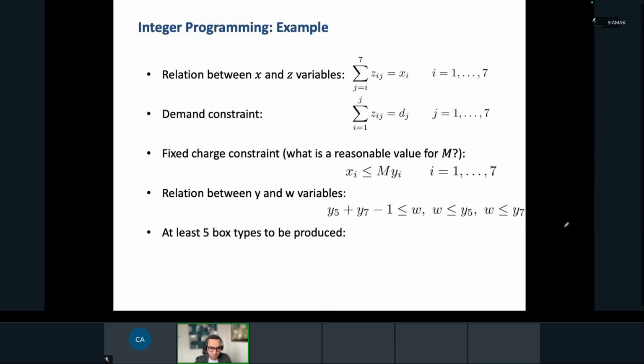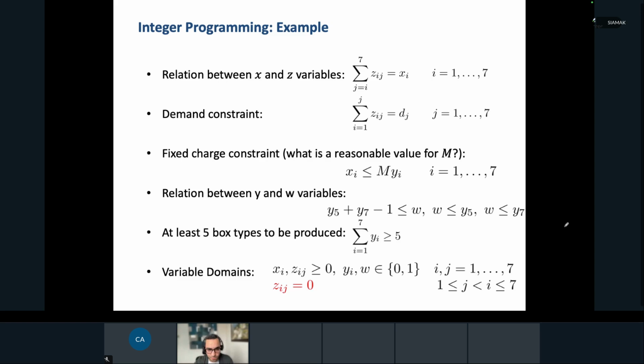At least 5 boxes should be produced. This is, I guess, easy for you guys. y1 plus y2 plus up to y7 should be greater than or equal to 5. This is what we want. And finally, we have the decision variables: x, z_ij are non-negative. y_i and w are binary. i is from 1 to 7, j is from 1 to 7.